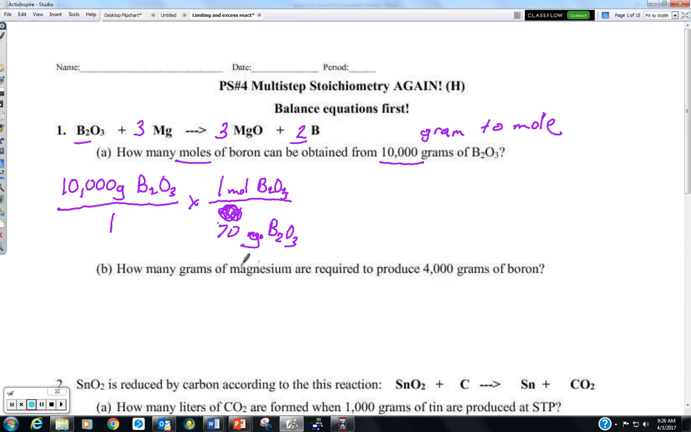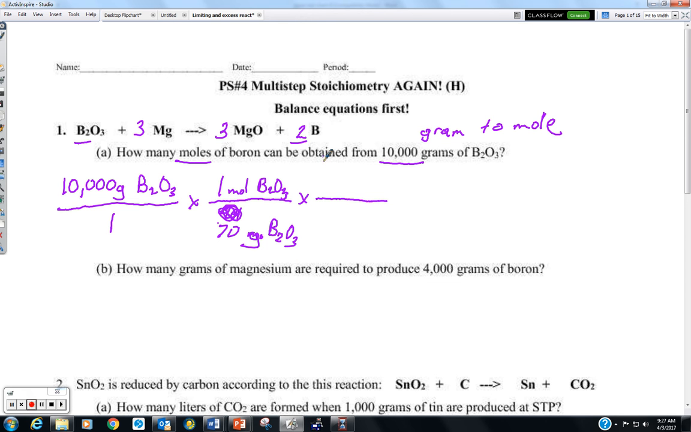Anybody not get it? We have 2 borons, sorry, at 10.8 each, or 11. So 11 plus 11 is 22. Then we have oxygen that is at 16 each, so plus 16 3 times gives us 70. All right, now, so we have gone from grams to moles of diboron trioxide.